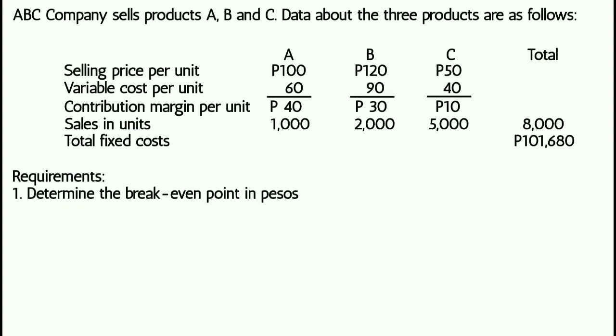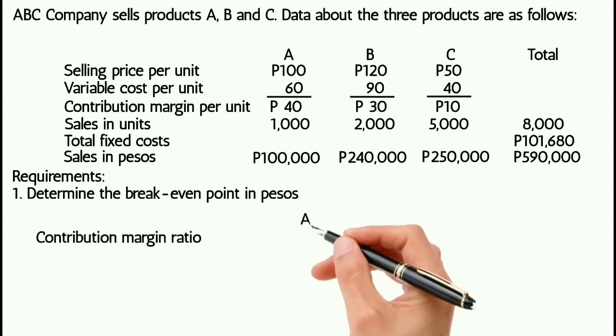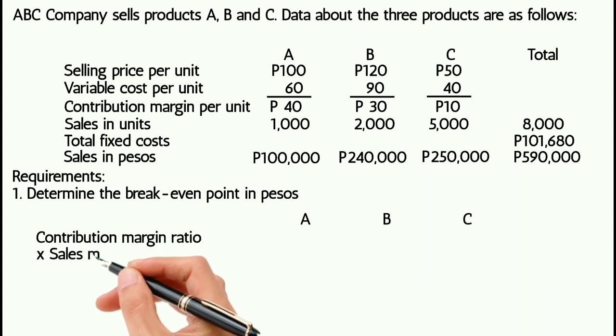Requirement number 1 is determine the break-even point in pesos. Ang formula ay break-even point in pesos is equal to fixed costs divided by weighted average contribution margin ratio. Since given na sa problem yung fixed costs, ang problema na lang ay yung weighted average contribution margin ratio. Kukunin natin yung weighted average ng contribution margin ratio. To do this, kailangan nating i-multiply yung contribution margin ratio for each product sa sales mix.